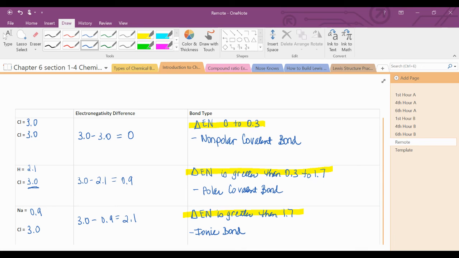All right, so in this case, if I have an ionic bond, there is going to be a transfer of electrons. So if I'm looking at my table, I can see that sodium is my metal because it's to the left of my stair-step line. Chlorine is my nonmetal. And so what's happening here is that sodium is going to give away its electrons to chlorine.